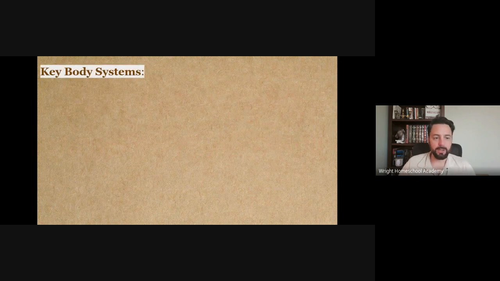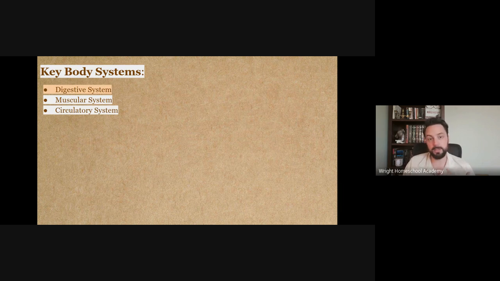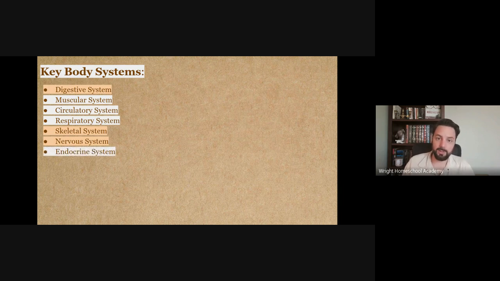All right, so here are some of the key body systems that we will be covering in the course. Of course, the digestive system we just did, the muscular system, the circulatory system, sometimes called your cardiovascular system, having to do with your heart, your blood vessels, your blood. The respiratory system, so your lungs, we'll see the diaphragm there as well. Skeletal system, the nervous system, both of which are highlighted here because I'll talk about them briefly in just a moment. The endocrine system, which you heard me mention earlier, is all about your hormones.